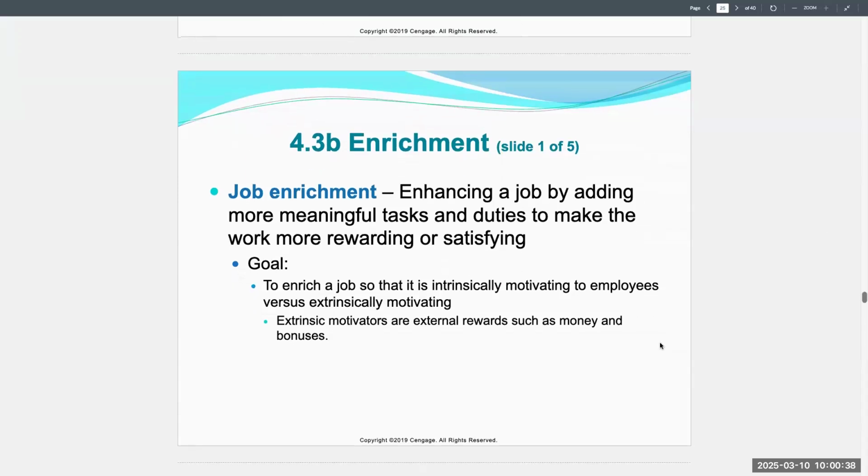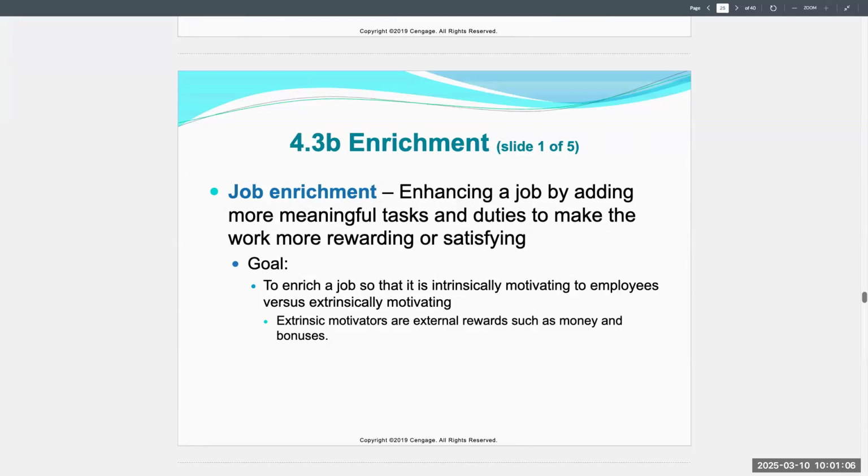All right. Job enrichment enhances employee motivation by making work more meaningful instead of focusing solely on monetary incentives. So enrichment fosters intrinsic motivation, and intrinsic motivation is that motivation you get from inside you to move forward. It's not dependent on something outside. It gives employees autonomy, responsibility, and skills development.